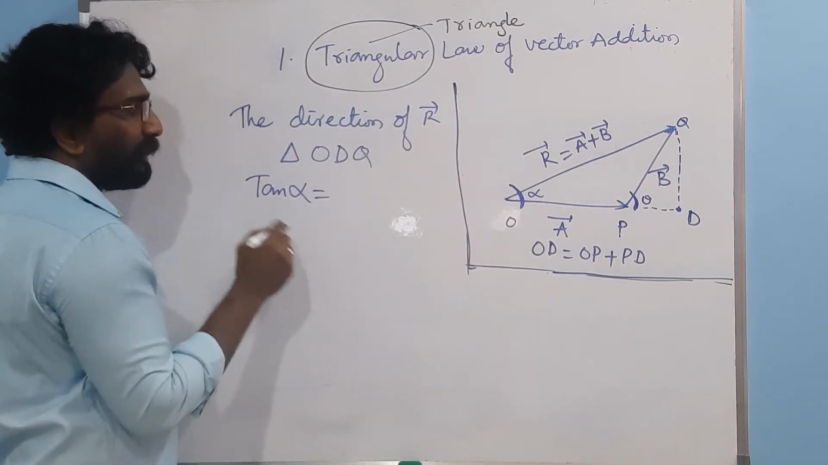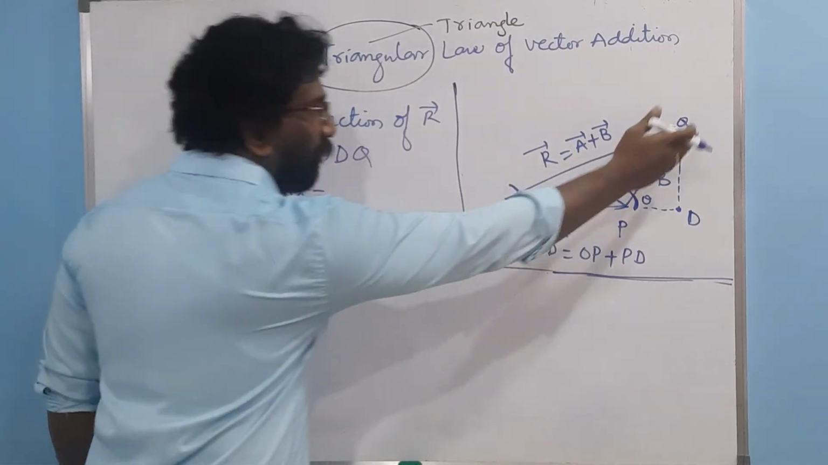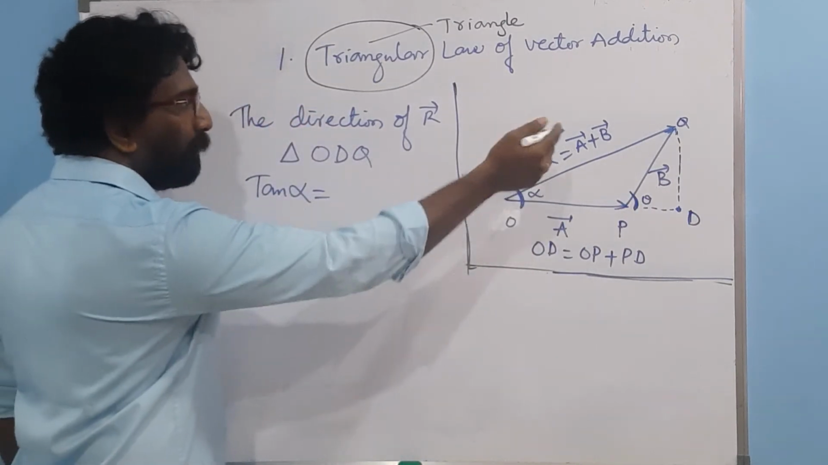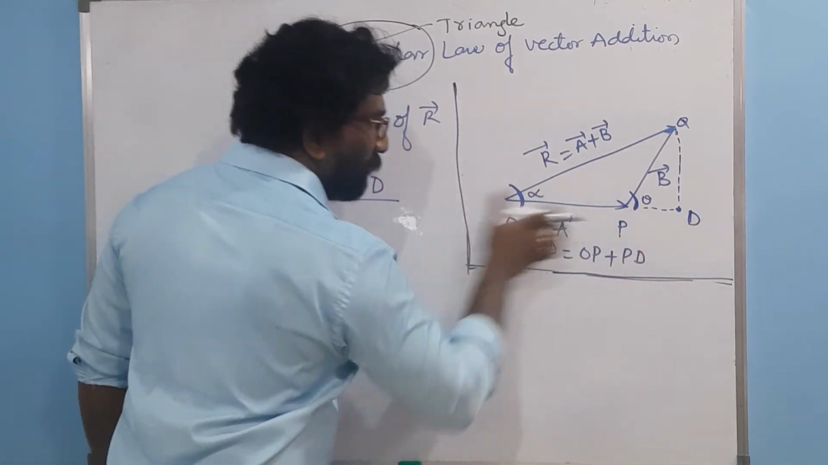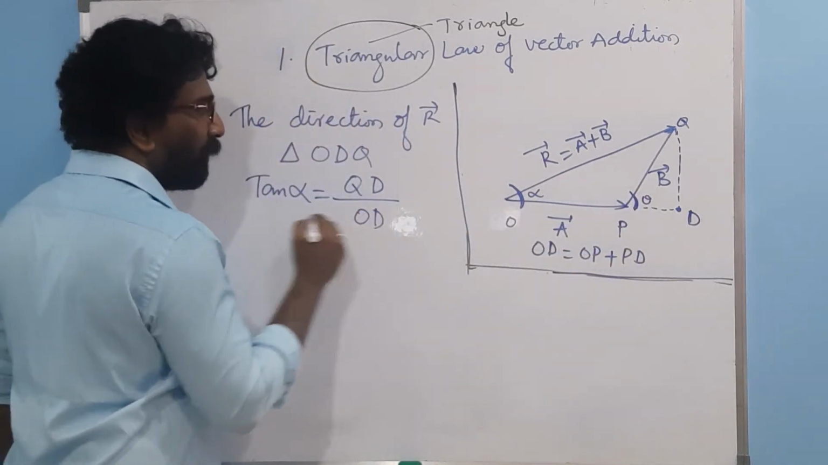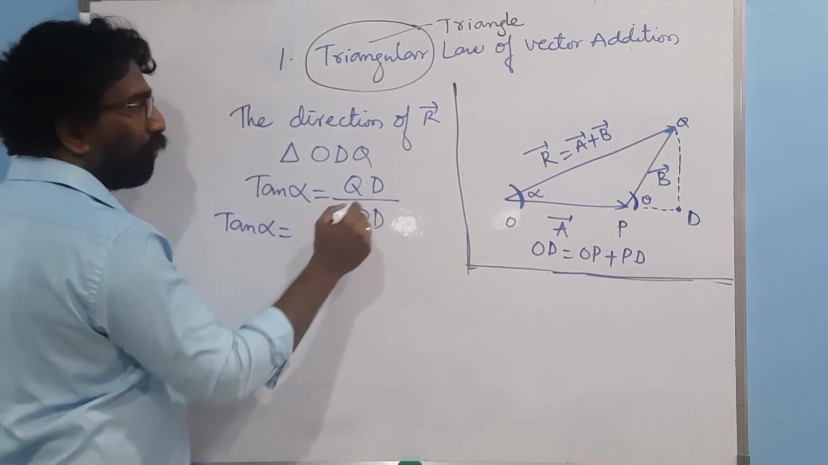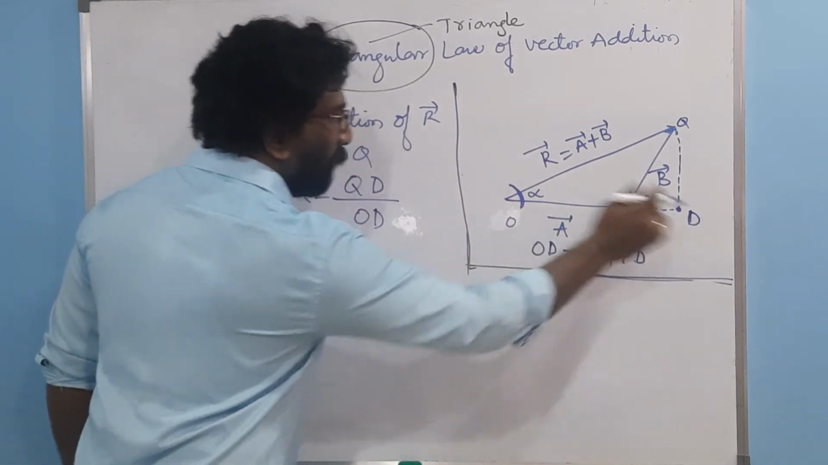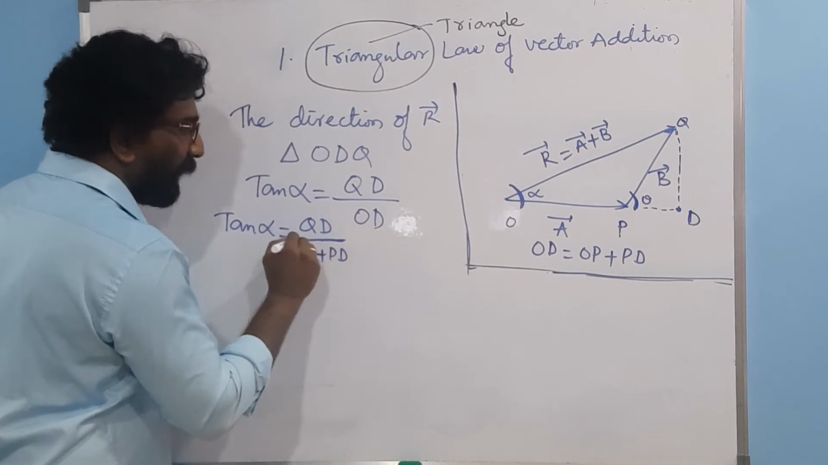What is tan theta? As per trigonometry, it is opposite side over adjacent side. What is your opposite side? That is QD, over the adjacent, that is OD. Now tan alpha can be written as QD over OD, which means QD over OP plus PD. So this is your tan alpha formula.